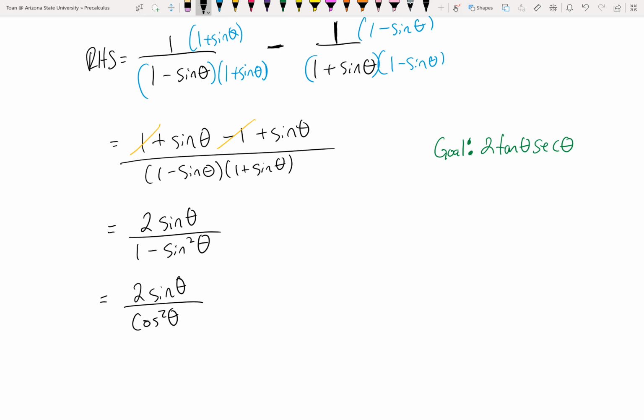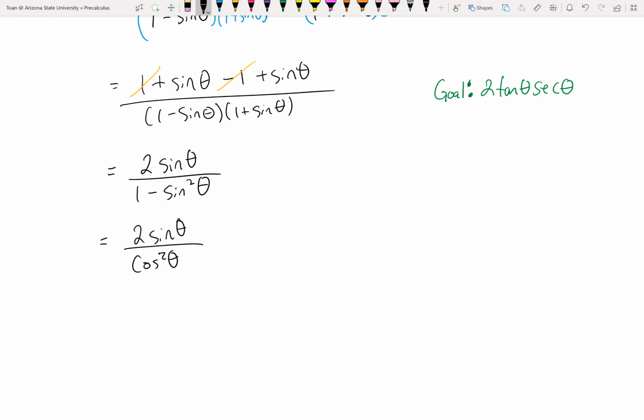So I look at what I have and try to figure out, do I have the pieces that I want? Well, I know my final result should have a 2 in it, so that's pretty good. I'm going to keep that 2 there. I'm not going to mess with him. Somehow I need a tangent secant from the rest of it. Well, I know that tangent is sine over cosine, and I do have some cosines, except I don't have a regular cosine, I have a cosine squared.